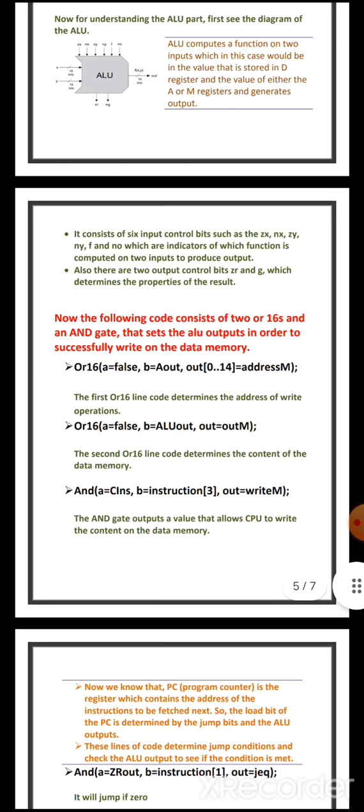In another piece of code, the following consists of two OR16 gates and an AND gate, which set the ALU output in order to successfully write on the data memory. The first OR16 gate is used to determine the address of the write operation. The other OR16 gate is used to determine the content of the data memory, and the AND gate is used to output a value that allows the CPU to write the content on the data memory.